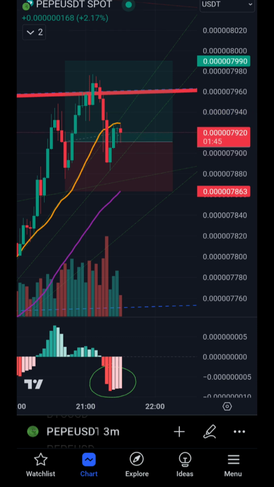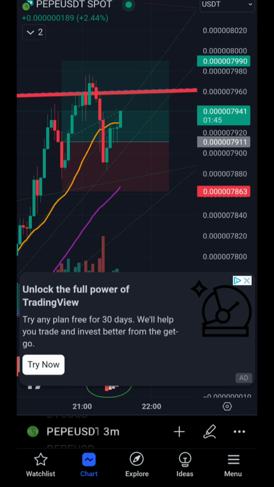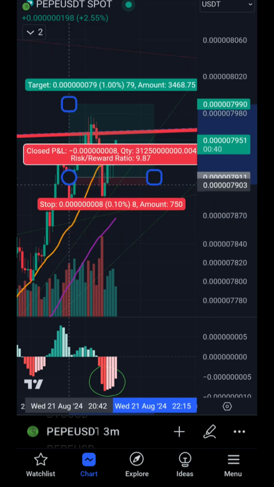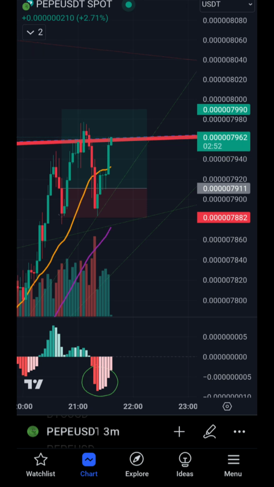Also the MACD is looking better. It's gaining momentum to the upside. And now trying for the second time. We're again at the grid line. Again reaction. You see? Two reactions.